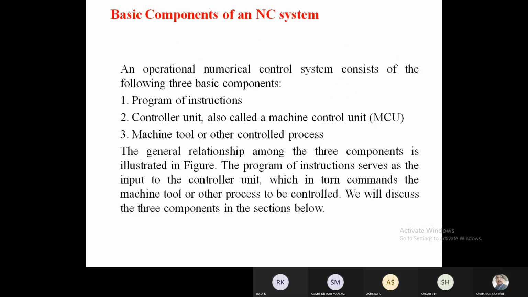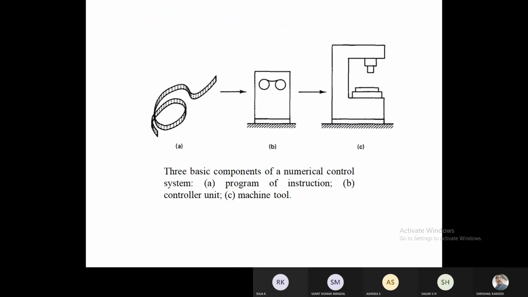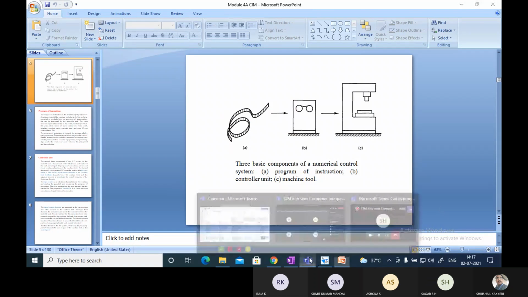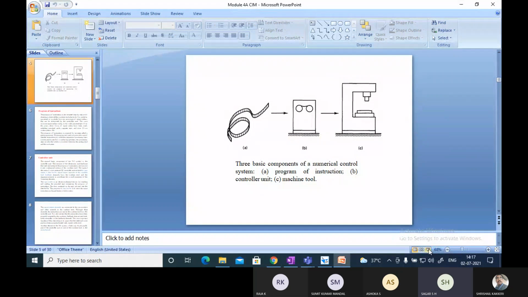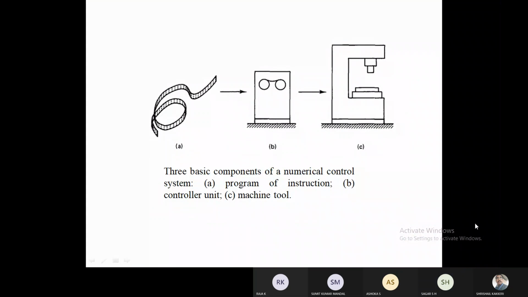Now, what are the basic components of the CNC machine? Here in this figure I have shown that there are three important components of the CNC machines. Are you able to visualize this or not? Yes, sir. Okay, there are three important components of the CNC machines.